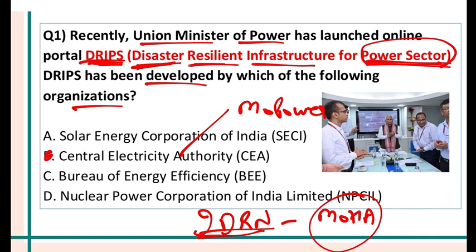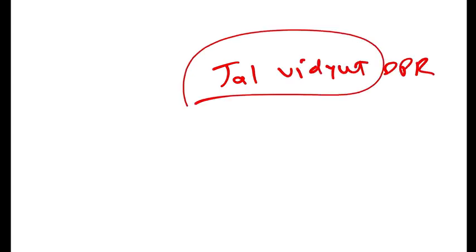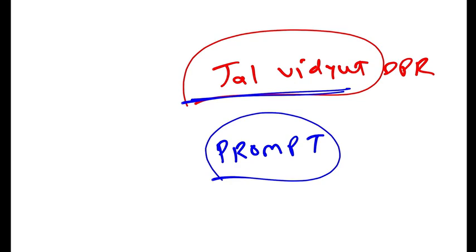Similarly, in the power sector, it will be DRIPS. And I told you earlier that the Ministry of Power, they have launched 3 portals. So they have recently launched a portal called Jal Vidyut DPR. That Jal Vidyut means hydroelectric power. So this portal will be helpful in the survey and investigation of the hydropower projects. And another portal called Prompt portal that will help in the same work but for the thermal power plants. Prompt portal will help in determining the progress, monitoring the progress and investigating the thermal power plants.